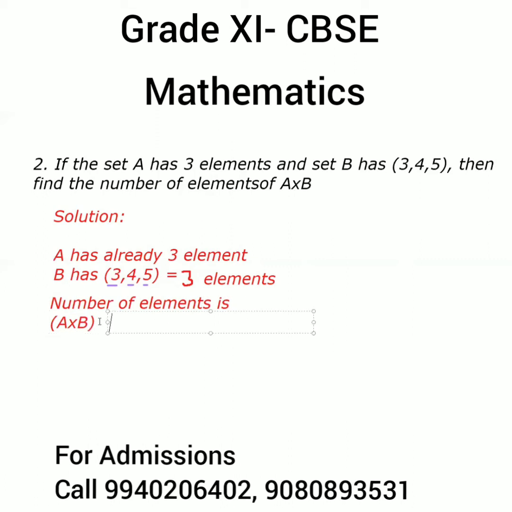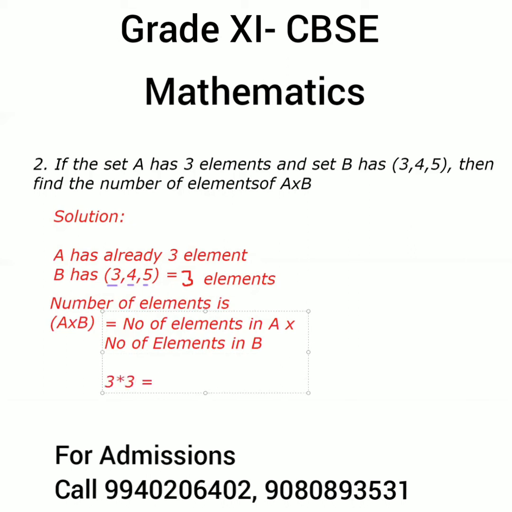The formula is number of elements in A into number of elements in B, which will give you 3 times 3, which is equal to 9. Understood? So 3 times 3, 9 is the answer.